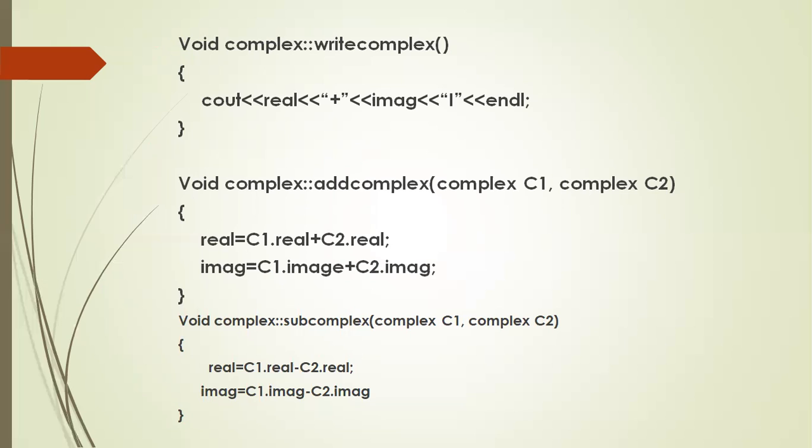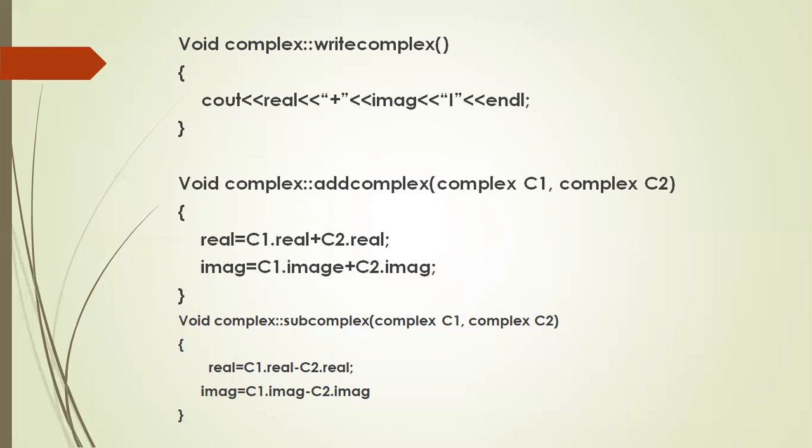Next function, subcomplex. That function also belongs to the category of function with argument and without return value. Return type is void, class name complex, scope resolution operator, then the function name subcomplex. Then you have to pass two objects as arguments, complex C1 comma complex C2. Here also the objects which are visible are C1 and C2. Similarly, the function subcomplex is called like C3.subcomplex(C1, C2). So the object you are using to call the sub function is C3.